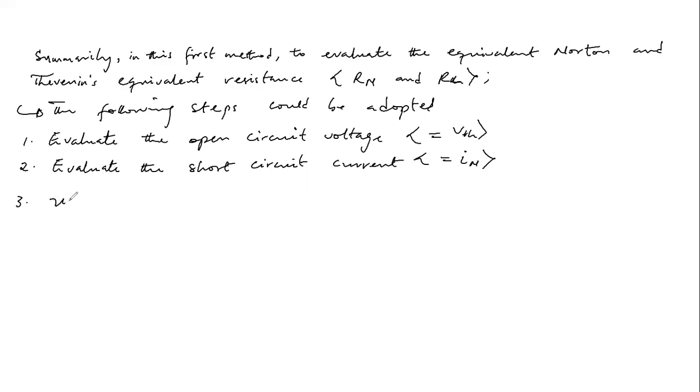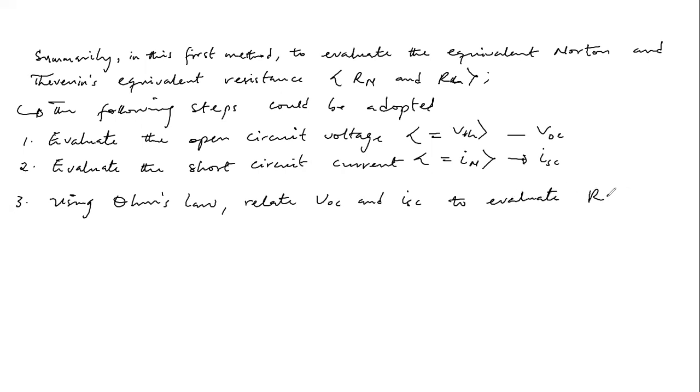And then using Ohm's law, we can therefore relate the open circuit voltage. This is VOC. Now this is ISC. And this is VOC, open circuit voltage. You can relate the open circuit voltage and the short circuit current. So using Ohm's law, relate open circuit voltage and the short circuit current to evaluate the Norton resistance or the Thevenin resistance.